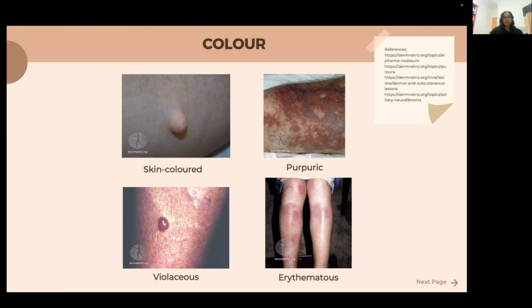So then we've got color. So different words that we can use for color. So skin colored, so if it's the same color as the skin. Violaceous, so this tends to be when the lesion is a kind of dark pink purpley color. So violaceous, like the word violet. Purpuric, so this tends to be when it's more, I guess, dark red, brown in color. And then erythematous is when it's more pink red in color.